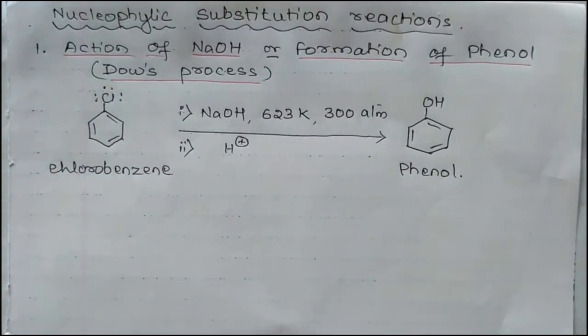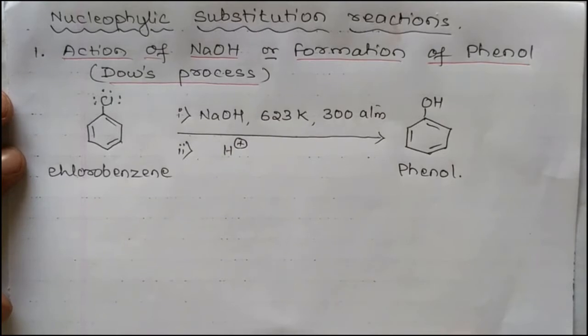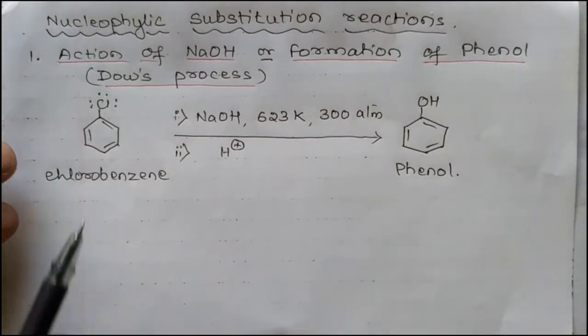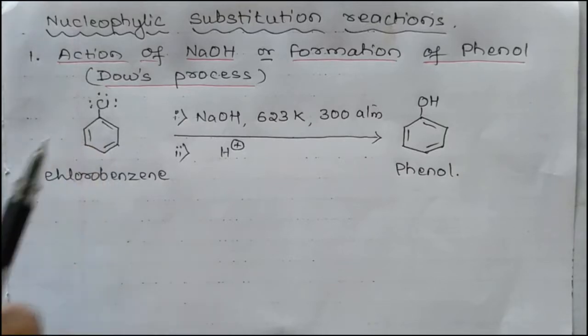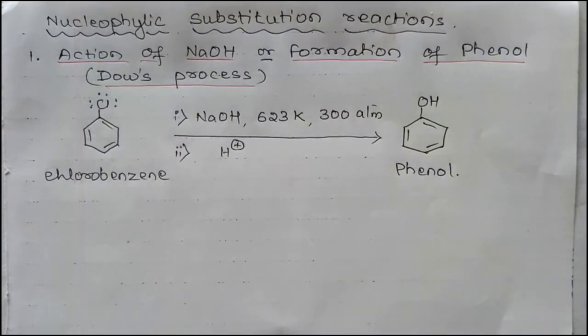Generally organic reactions take place at lower temperature, but here, as in the last session we have seen, a partial double bond is present between Cl and this benzene, and this bond is shorter, hence quite difficult for us to break this bond. Hence this reaction takes place at drastic conditions.